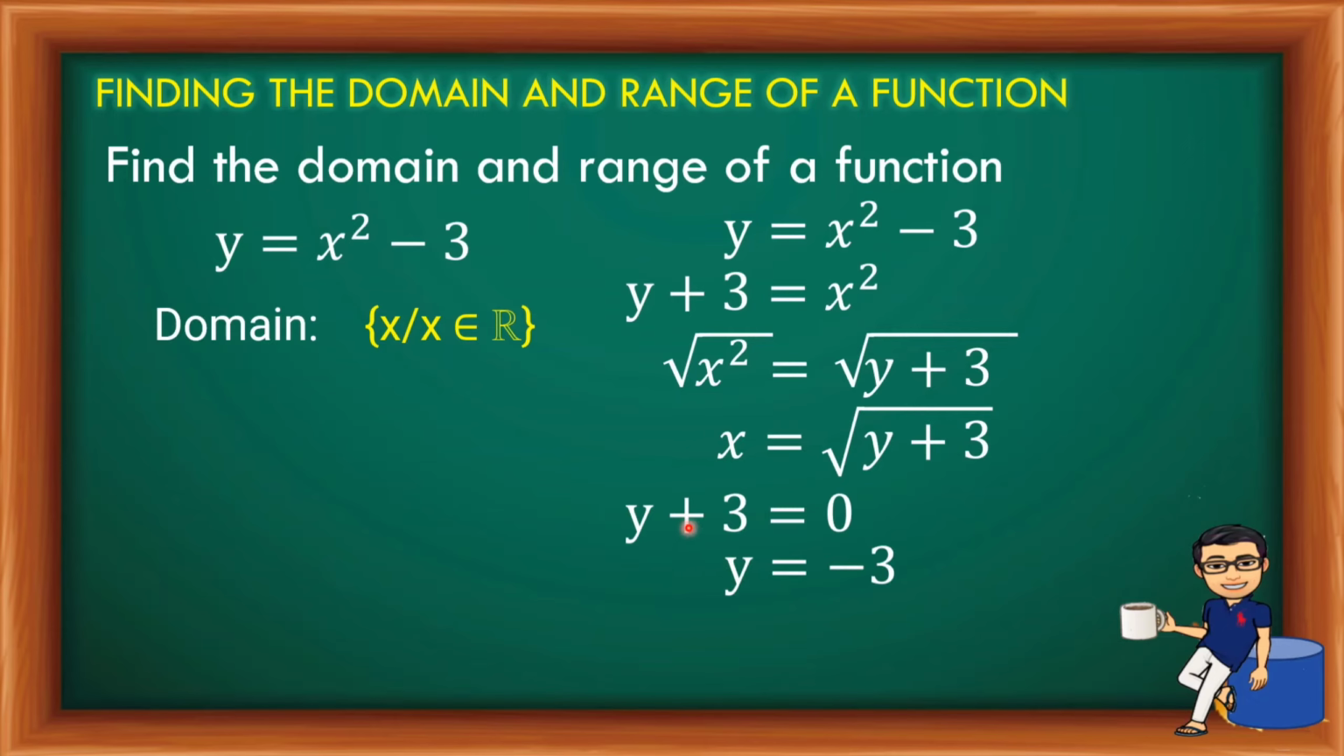Pag sinolve for y, ililipat natin ito dun sa kabilang side, magiging negative 3. At yung value na yan ng y, ang gagamitin natin. Kung isinubstitute natin dito, negative 3 plus 3 is 0. So, pwede. Ang mga pwede, yung matataas sa negative 3. Kaya, ang magiging range natin ay y such that y is greater than or equal to negative 3.